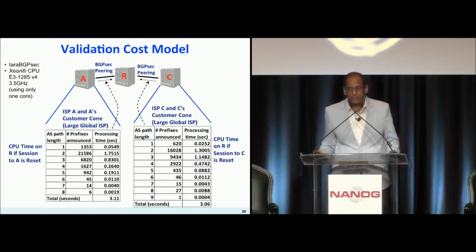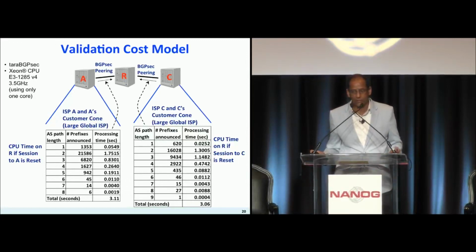This one shows that essentially you have 3 adjacent ISPs, which are all doing BGP-sec. And the assumption here is that A and C are 2 very large global ISPs. And we are showing here the customer cone, the depth of the customer cone, and the number of prefixes that originate within the customer cone at various depths. And this is based on real-world measurements for real, very large global ISPs.